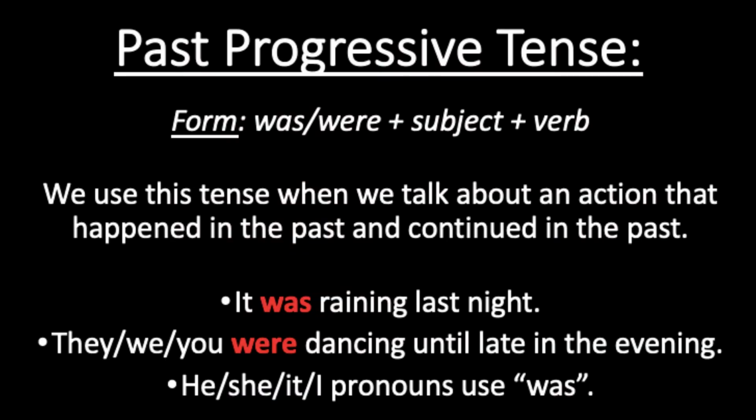Then we have our past progressive tense. We use this to describe actions that happened in the past and that continued on to some time in the past as well. For example, we can say, it was raining last night, or they were dancing until late in the evening. So to make these sentences, we need to use the words was or were, and then the ing form of the verb. So was versus were depends on the pronoun you use again.